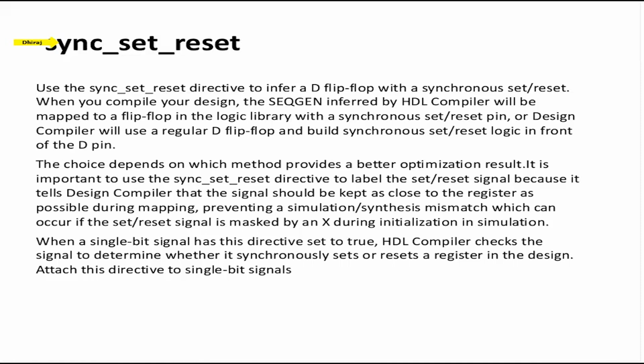If you do not have a corresponding flop in the library, DC cannot map it, so it will build combinational logic. Now this directive tells DC that my reset pin is very important. It should be kept as close to the register as possible. Otherwise, what may happen is that this reset pin will be a lower priority signal. There might be a number of stages between this reset signal and your flop, and correspondingly, you might face problems in implementation.